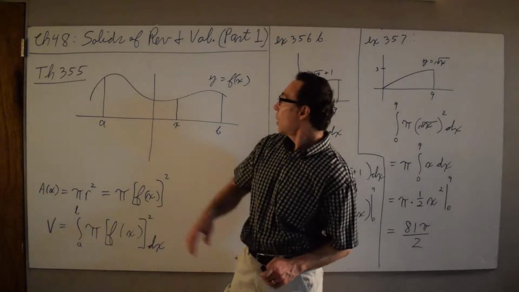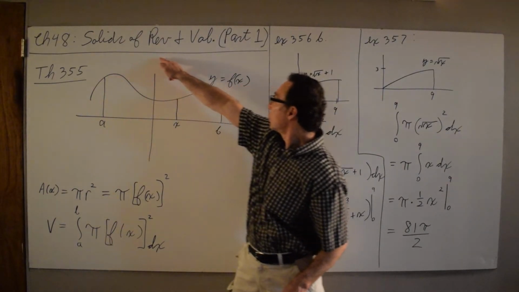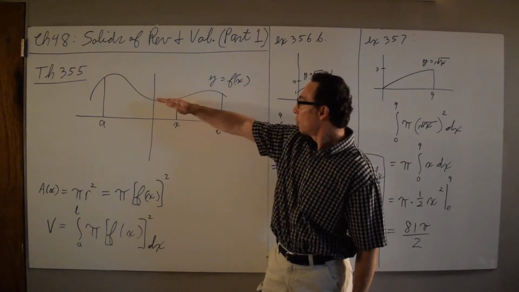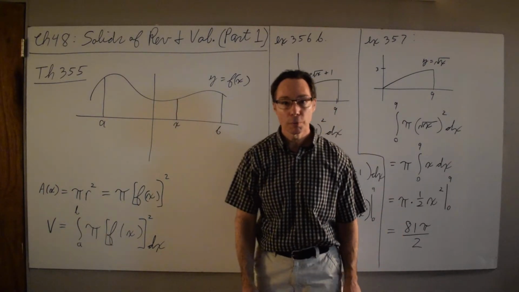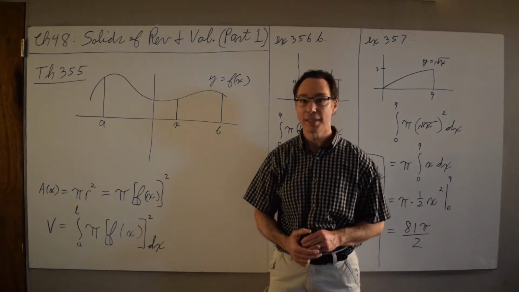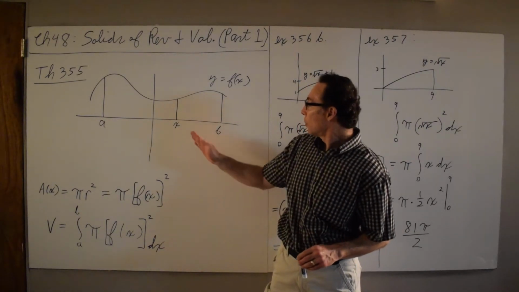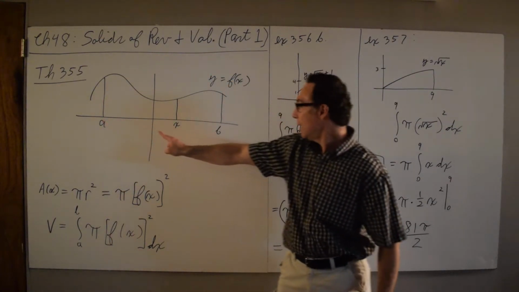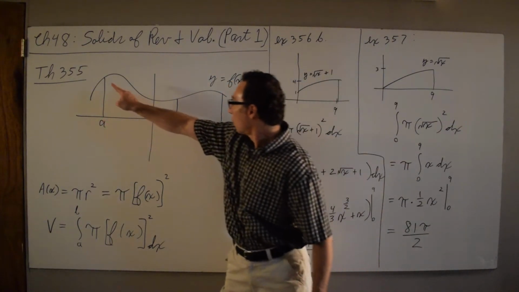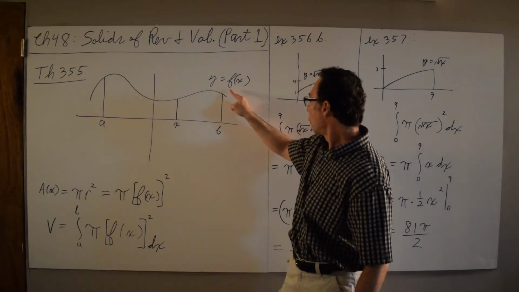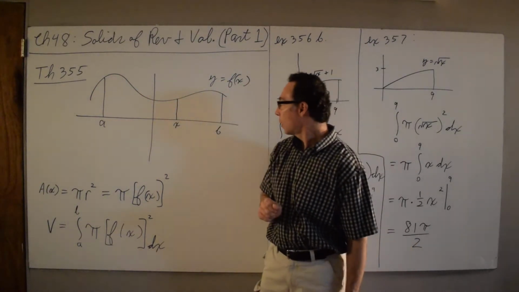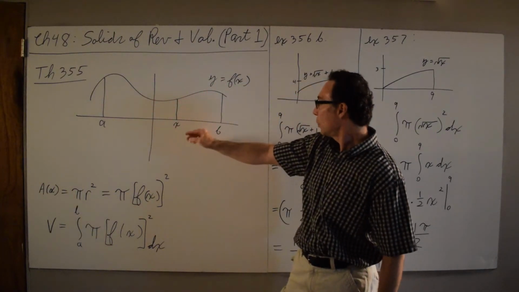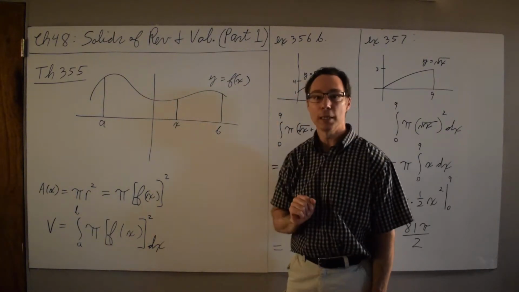This is the first video on Chapter 48, Solids of Revolution and Volume. Theorem 355 is based on Theorem 351 from Chapter 47. What we're doing here is we have this region from x equal a to x equal b, and we're looking at the region under the curve first of all. What we already know is if we want the area of this region, we just take the integral from a to b of f of x dx.